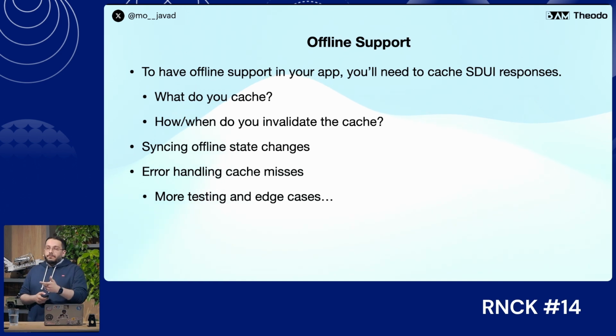And then you want to error handle for the cases where the cache is no longer available. So when you've got cache misses, how do you make sure that you still have a semi-usable app even if the user's offline? So again, more testing and edge cases, just things that you're going to need to keep in mind.